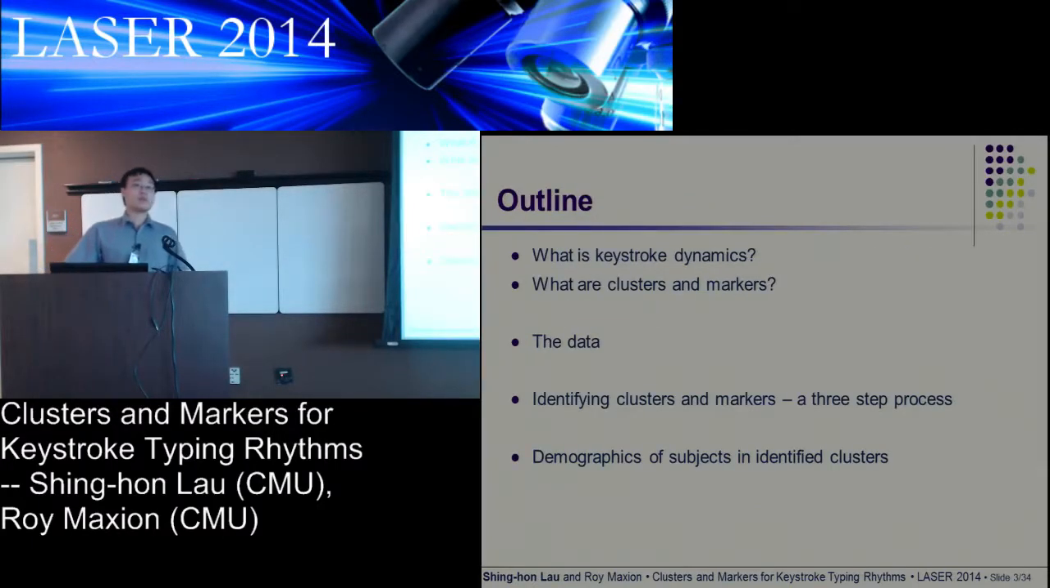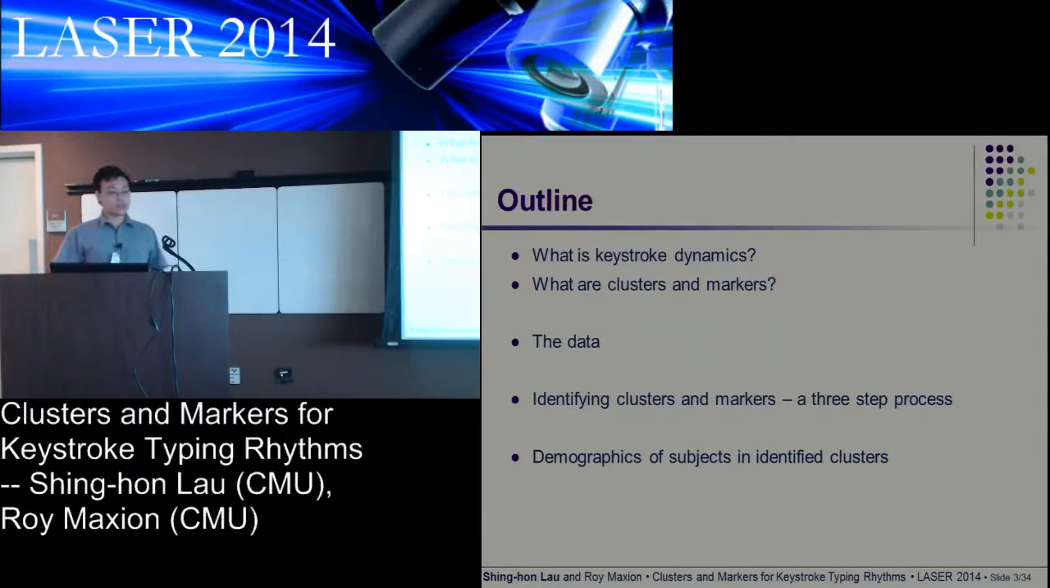So as a quick outline, what I'm going to talk about today, as a brief introduction, is what exactly keystroke dynamics is and what I mean by clusters and markers. I'm then going to touch briefly on the data that we used for this work. And then the meat of the talk will be a three-step process that we used for identifying these clusters and markers. And finally, I'll touch on the demographics of the subjects and the clusters that we identified.